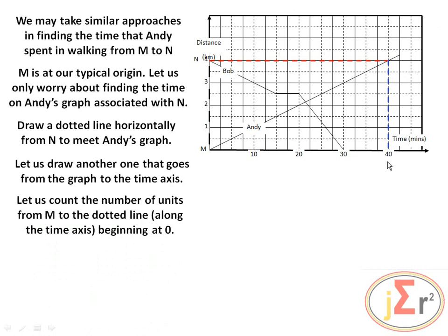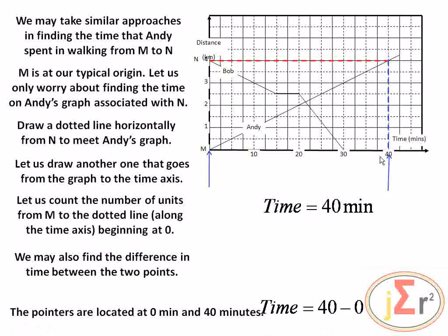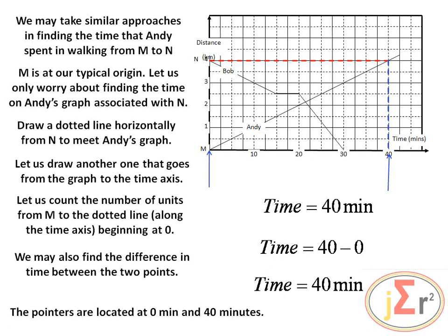So let us count the number of units from M to the dotted line along the time axis, beginning at 0. 10, 20, 30, 40. So time is equal to 40 minutes. We may also find the difference in time between the 2 points. That's another way. So right there we have 0 minutes, and here we have 40 minutes. So time is equal to 40 minus 0, and that is 40 minutes. Irrespective of the approach, it is very simple. The answer is 40 minutes.